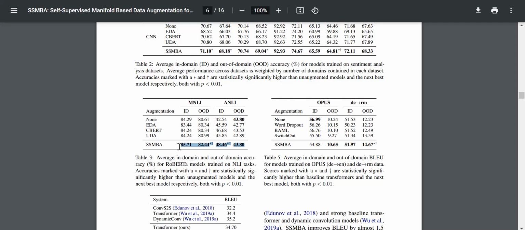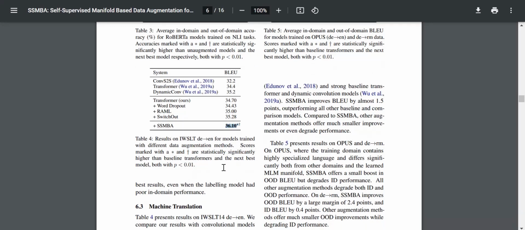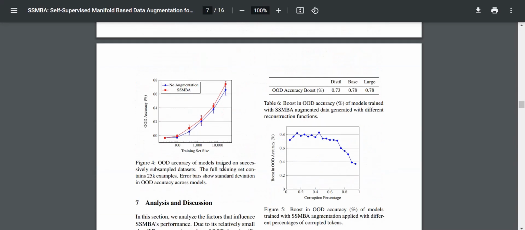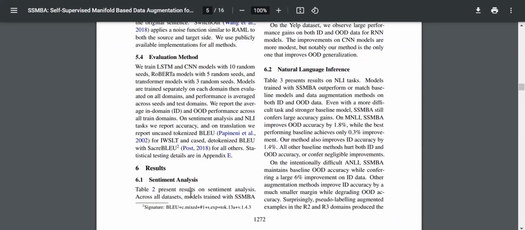For MNLI and ANLI, it's quite amusing to see that on the out-of-domain performance, even without any augmentation, you get the same results. For Opus, you see that no augmentation does better than the SSMBA or any other corruption model on the in-domain work. For your IWSLT works, you can see that again the SSMBA model is outperforming. Alright, so let's read this up.